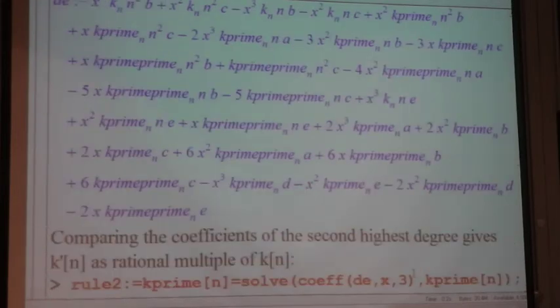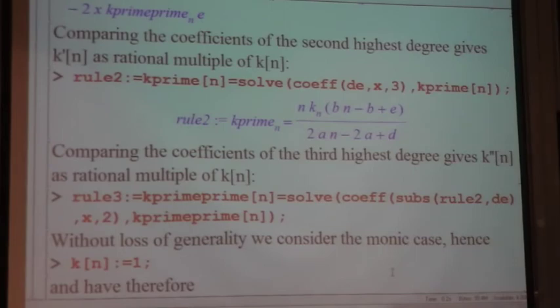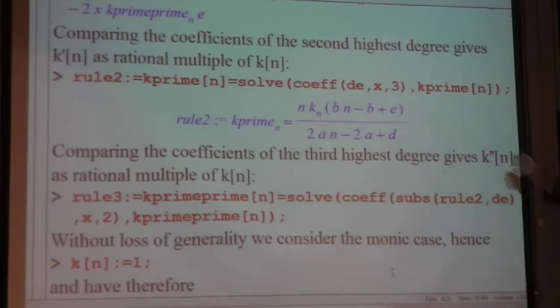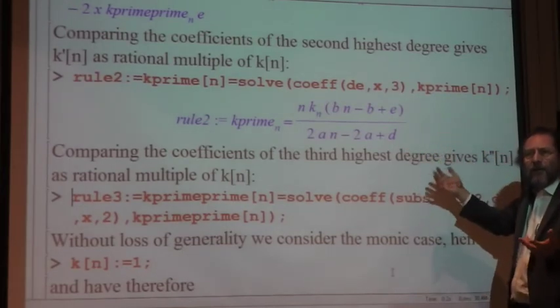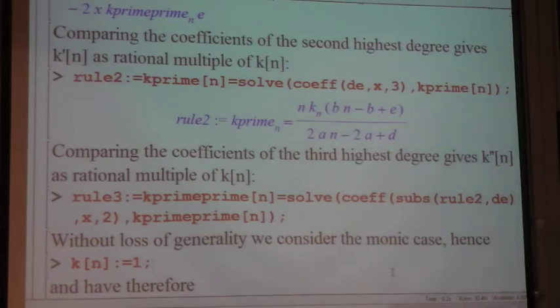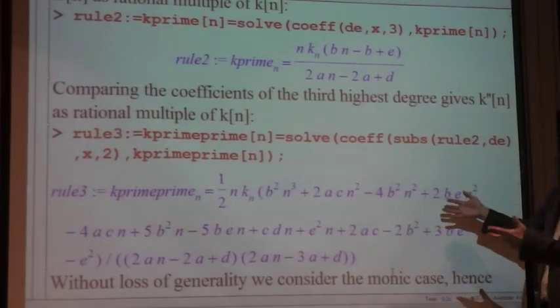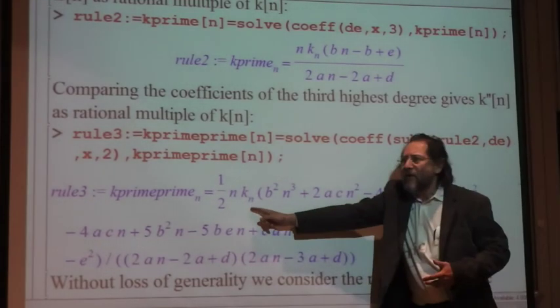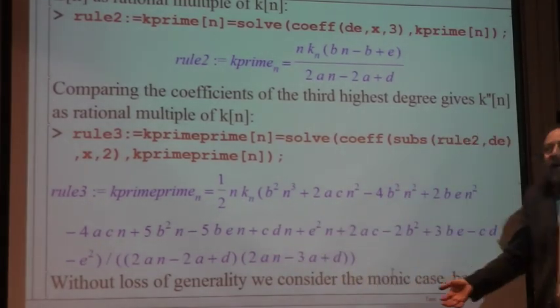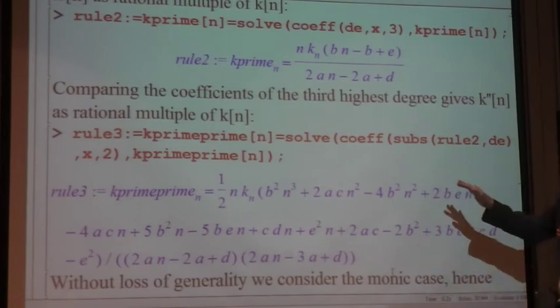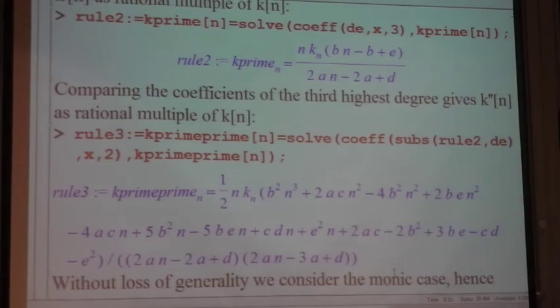Here is how we find kn prime. We plug in lambda n, and then we get kn prime is nothing but a rational multiple of kn. And this rational function depends only on a, b, c, d, and e, and n, of course. And if we go one step further, looking for the highest coefficient now, we will find out that kn double prime is again a complicated rational multiple of kn. And we could go on and on. If we would like the 3rd highest, the 4th highest coefficient, we always get such informations. For us, these informations will be the ones we need.